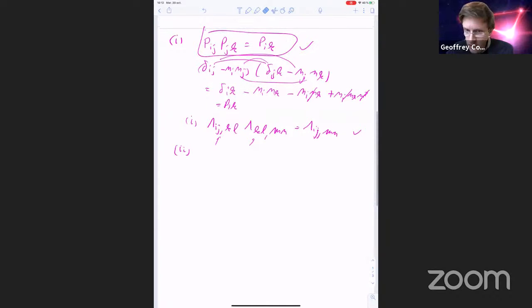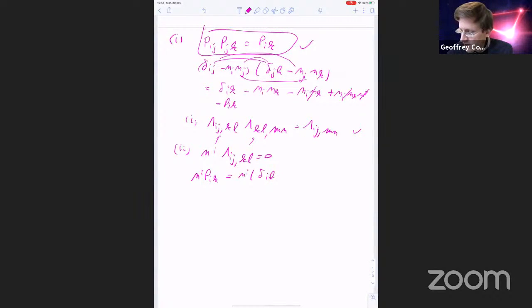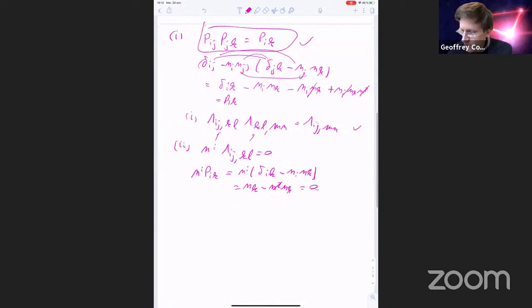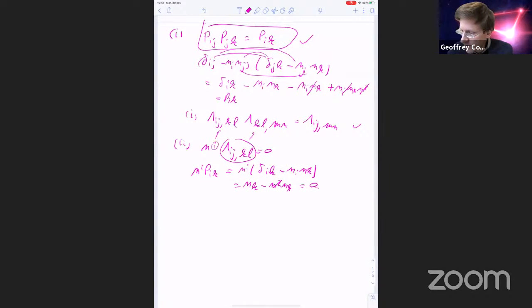Now for the second condition, we want to prove that n_i Λ_ijkl equals 0. For that, it's useful to first start with computing n_i P_ik, which is delta minus n_i n_k. So this one is n_k minus n squared n_k. n squared is 1, so this is 0. So P_ik is transverse. So then it's easy because this one contains only P's. So there is always a P that is contracted with n_i and summed, so it's 0. And same with the k. It contains only P's, and the k is summed, so by using that this is 0, it will just kill it.